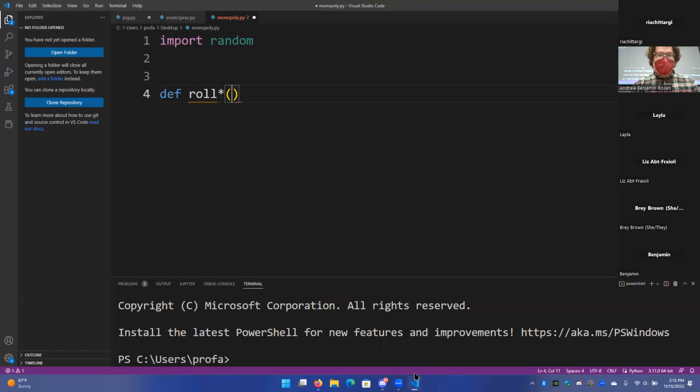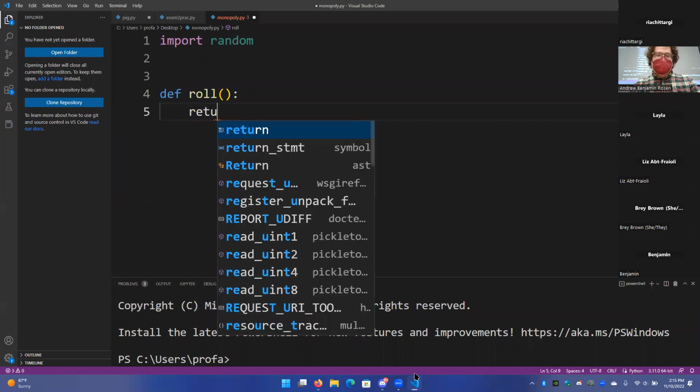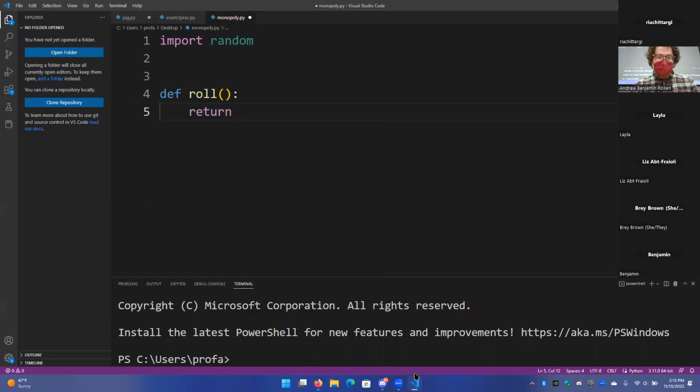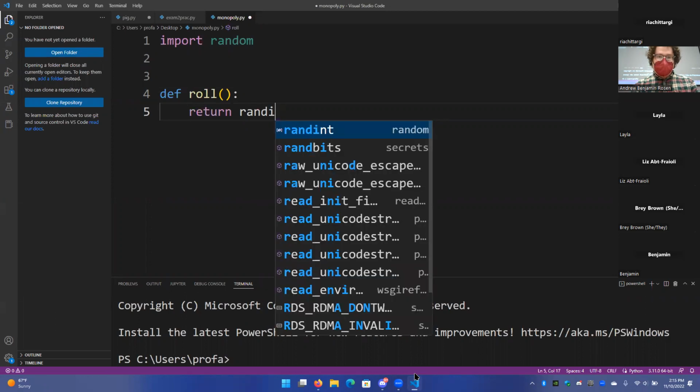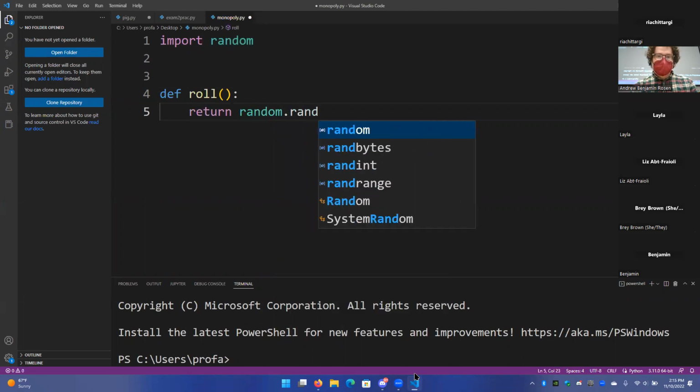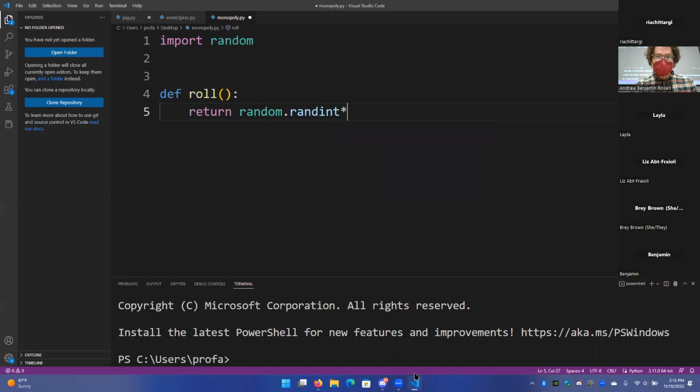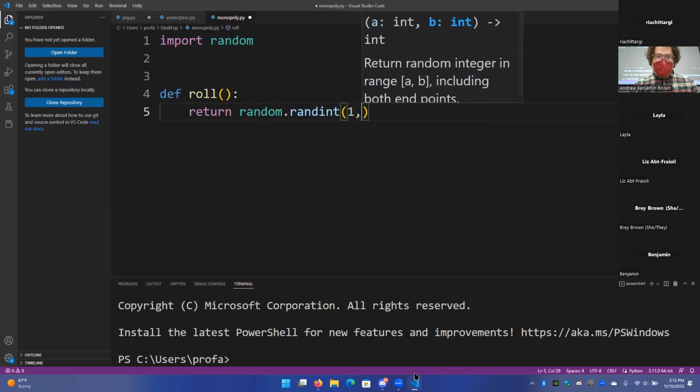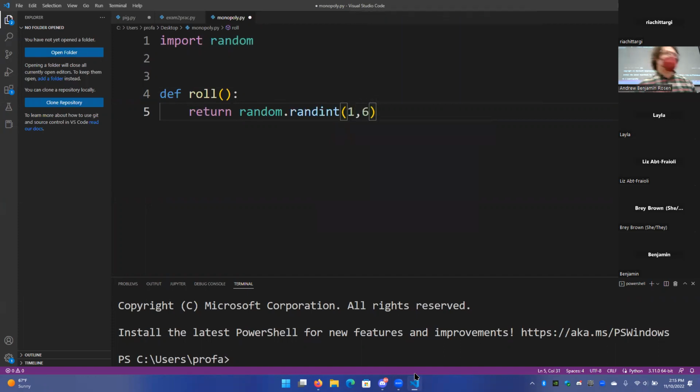So we'll just write our standard roll that we've done for other programs, which is we define roll and we'll just simply return random.randint 1 through 6. Now, there are other ways to do this, of course, right? There's plenty of other ways to do this.